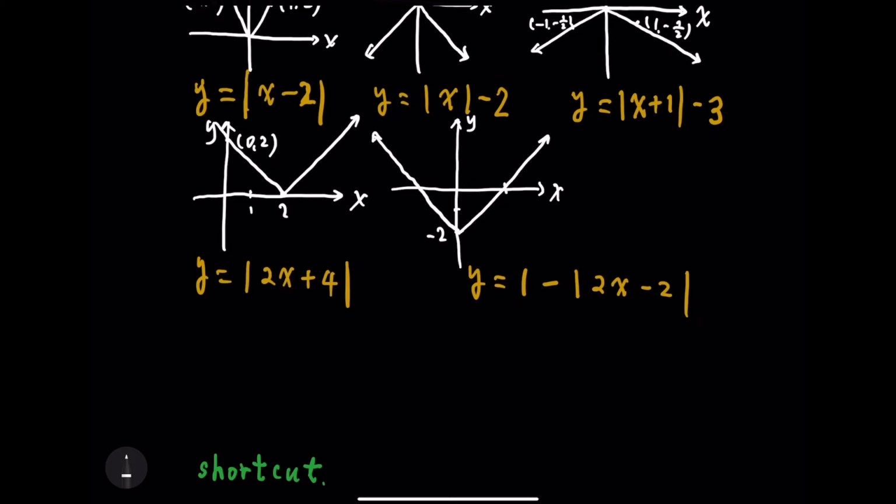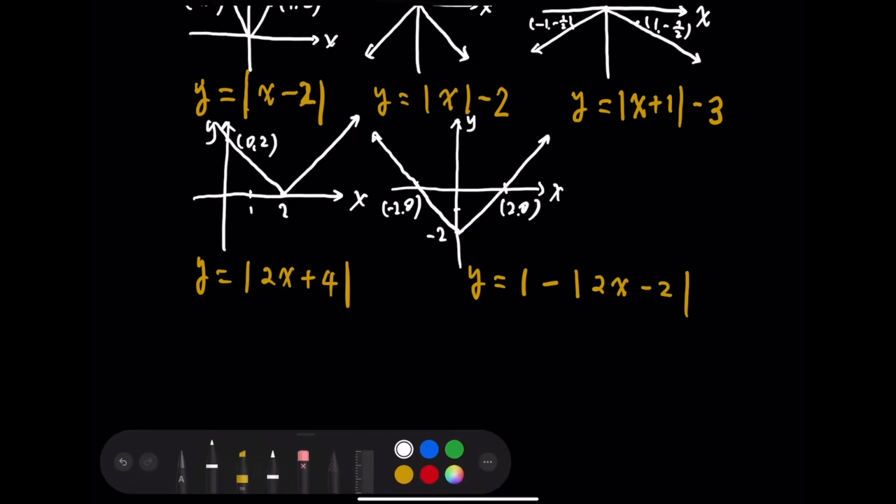So that number becomes 2, 0, and that number becomes negative 2, 0. The next one, this is a double translation. First one is shifting to the left by 1, and then moving down by 3 units this time. So let's have a look.